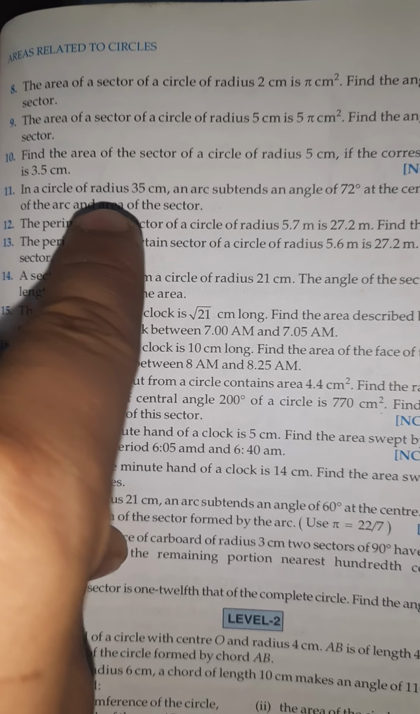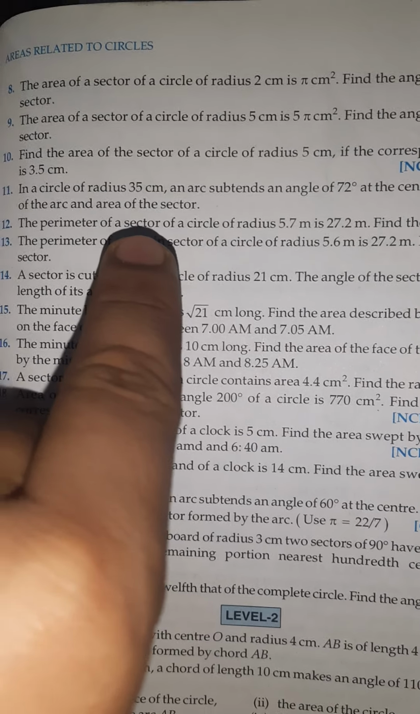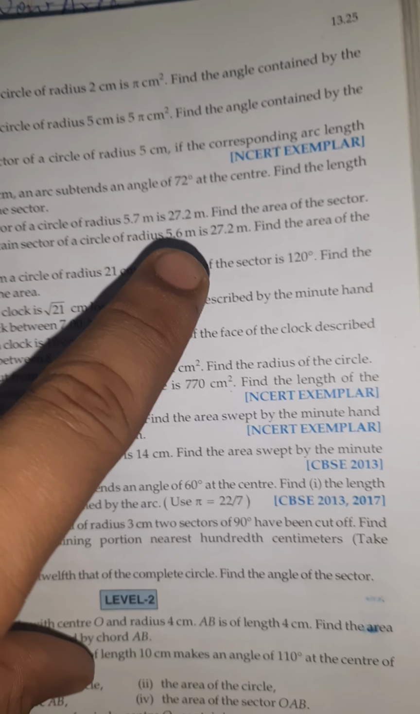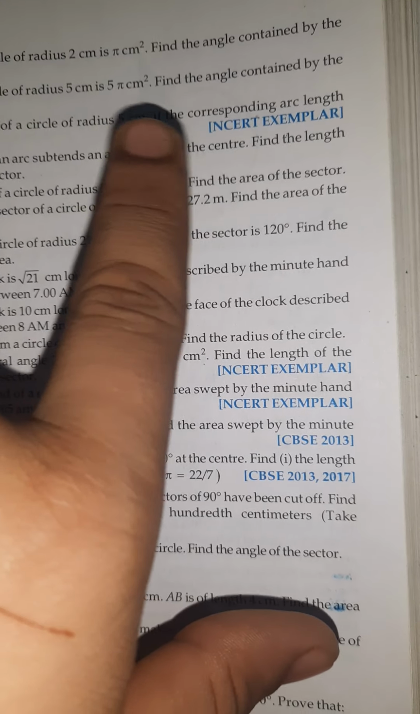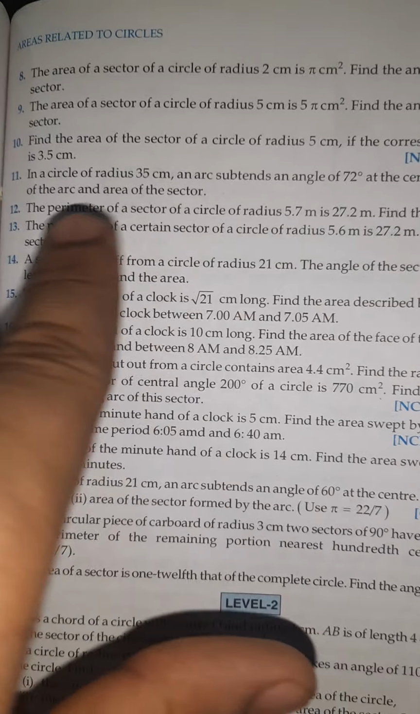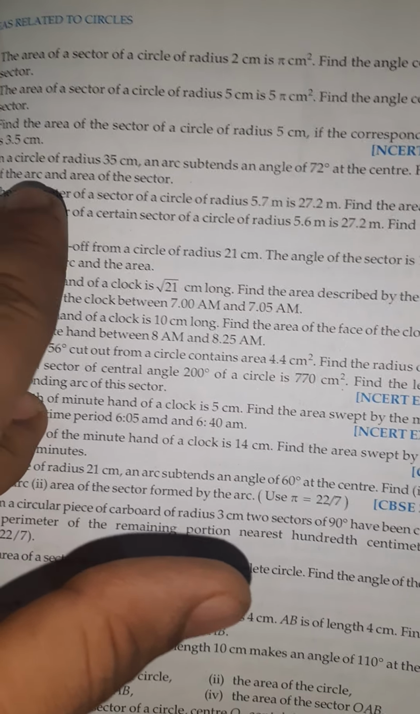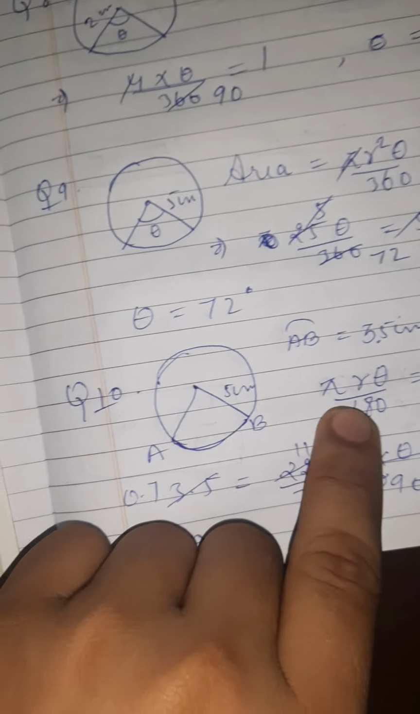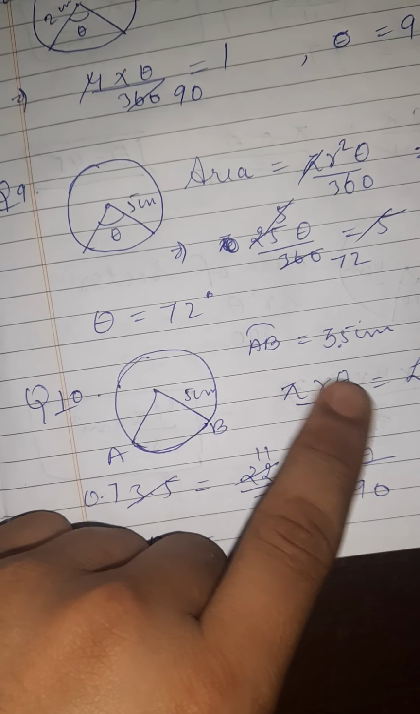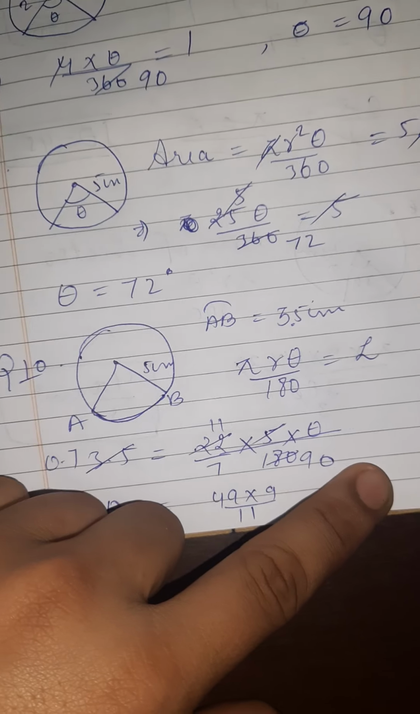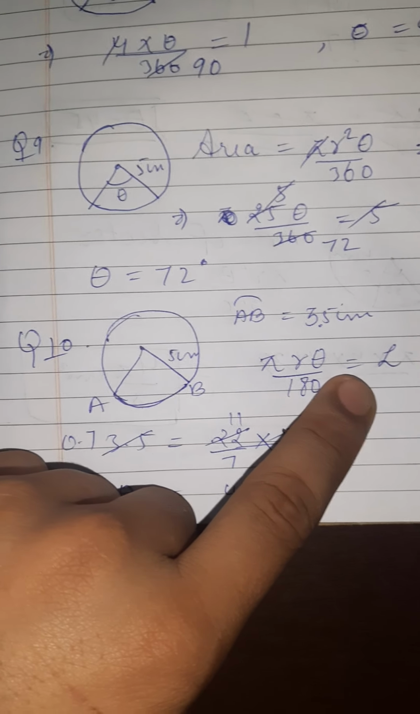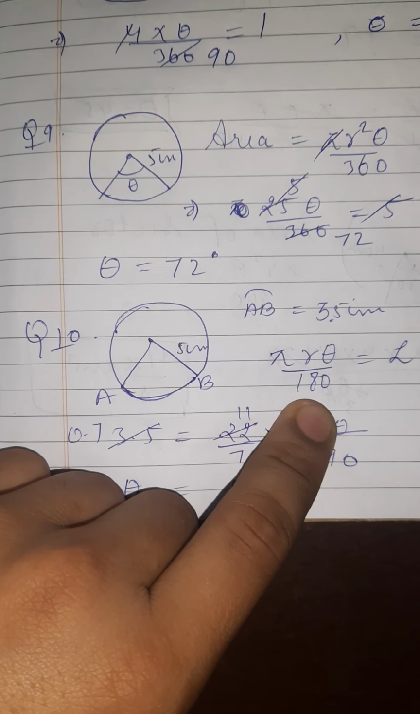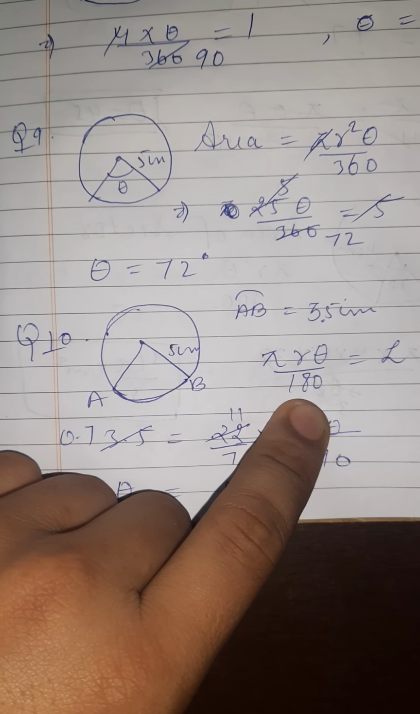In this question we need to find the area of sector only, of radius 5 centimeter, but there is a little change in this question, as we are provided with the length of arc, which is 3.5 centimeter. So this is how we will do this question. As we do in the earlier questions, we can put this equal to pi r theta upon 180, which is the formula for calculating the length of arc.